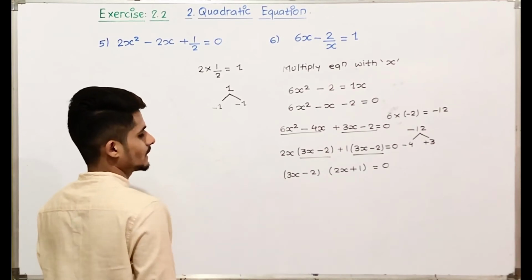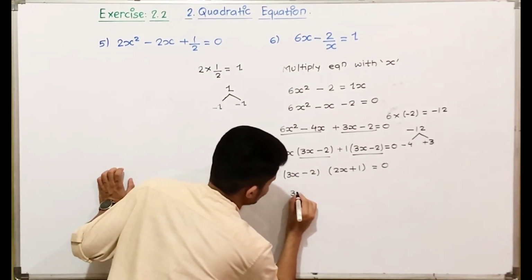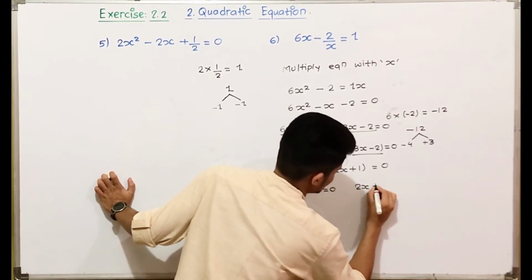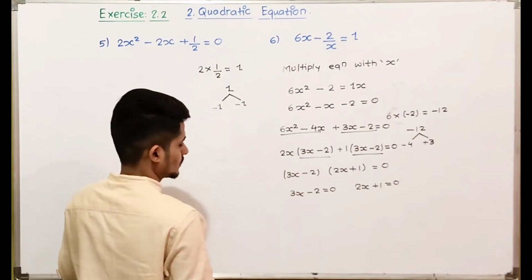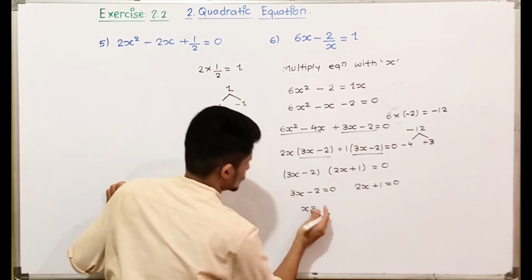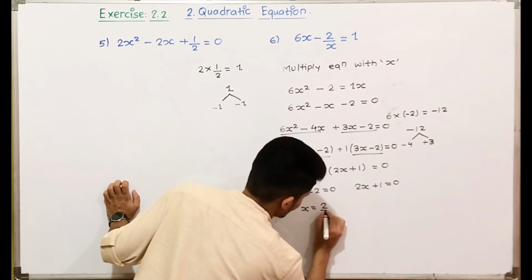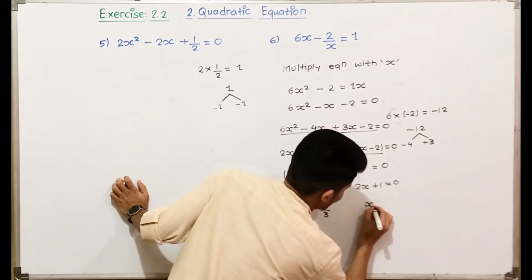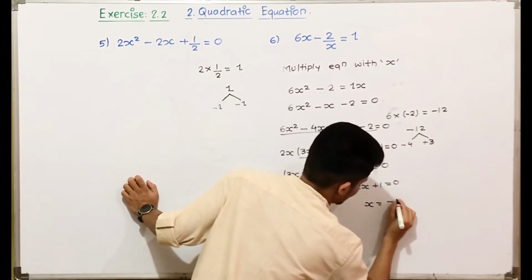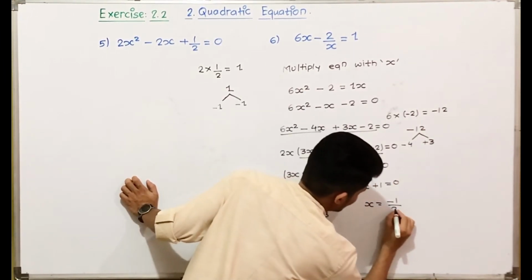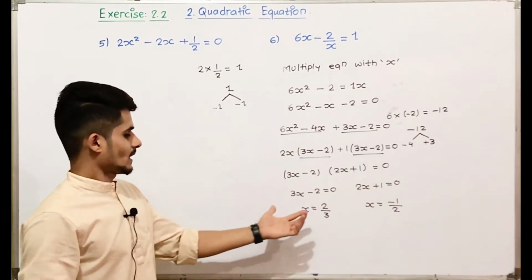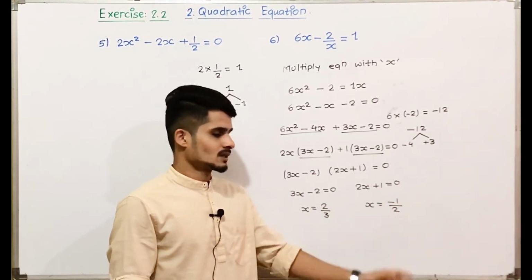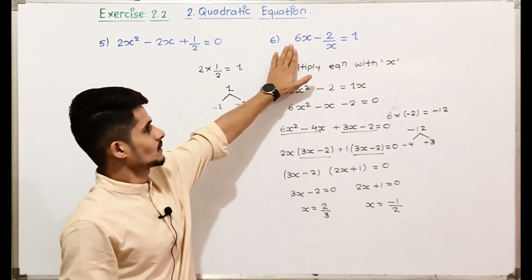Now we'll equate it with 0. 3x minus 2 is equals to 0 and 2x plus 1 is equals to 0. X is equals to minus 2 goes there, plus 2, 3 here is multiply, it will go there and divide. Same, x is equals to plus 1 goes there, minus 1, 2 here is multiply, it will go there and divide. So x is equals to 2 by 3 and x is equals to minus 1 by 2 is the root for this quadratic equation.